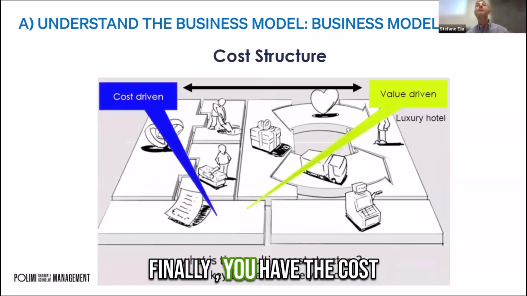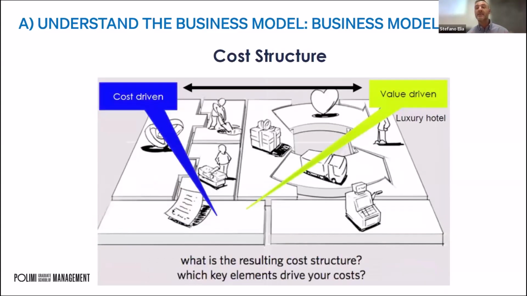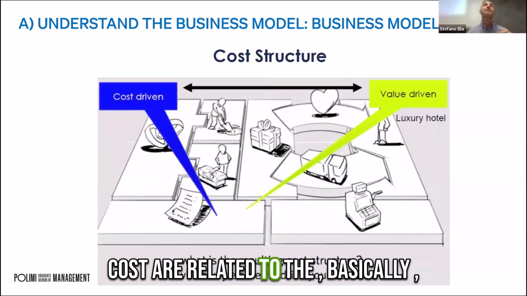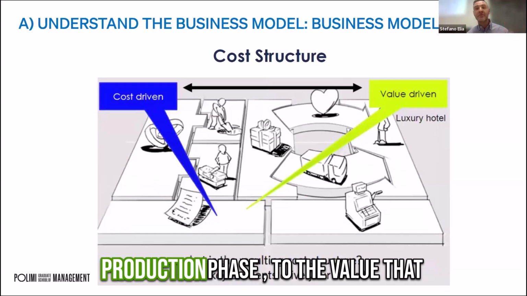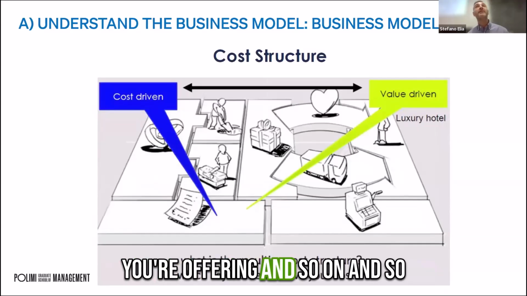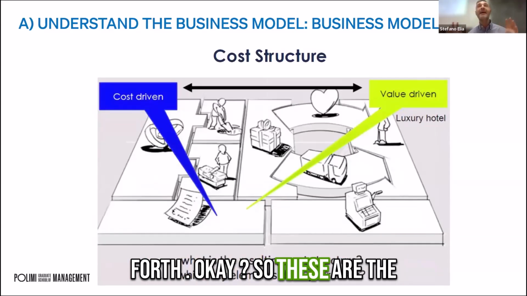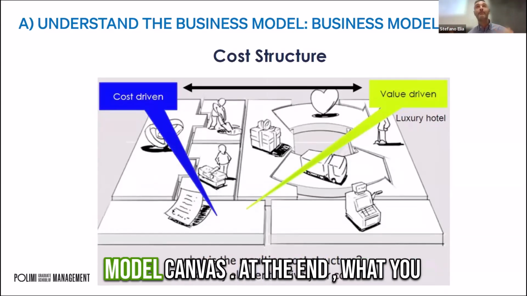And finally, you have the cost structure. What costs are related to the production phase, to the value that you're offering, and so on and so forth. Okay. So these are the different components of a business model canvas.